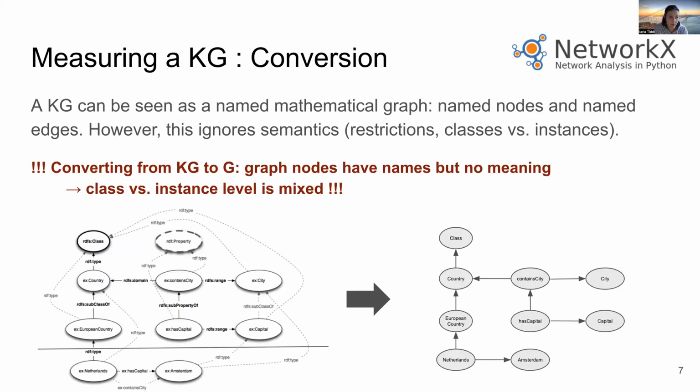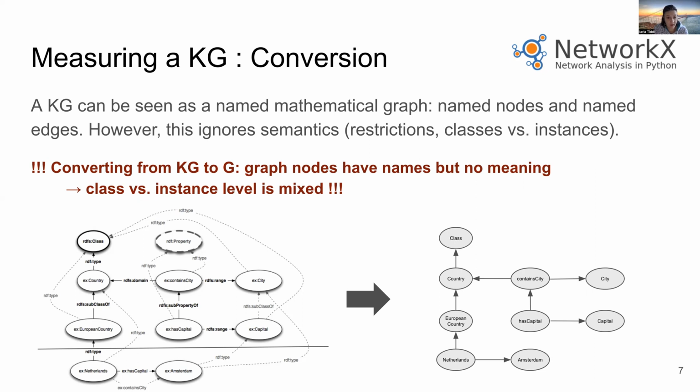In order to measure a knowledge graph, the first step that you need to do is to convert it into a mathematical graph. If you recall from the previous lectures, we have defined a knowledge graph as a named mathematical graph, which means that in a knowledge graph, you have labels over your nodes, names over your nodes, and names over your edges.